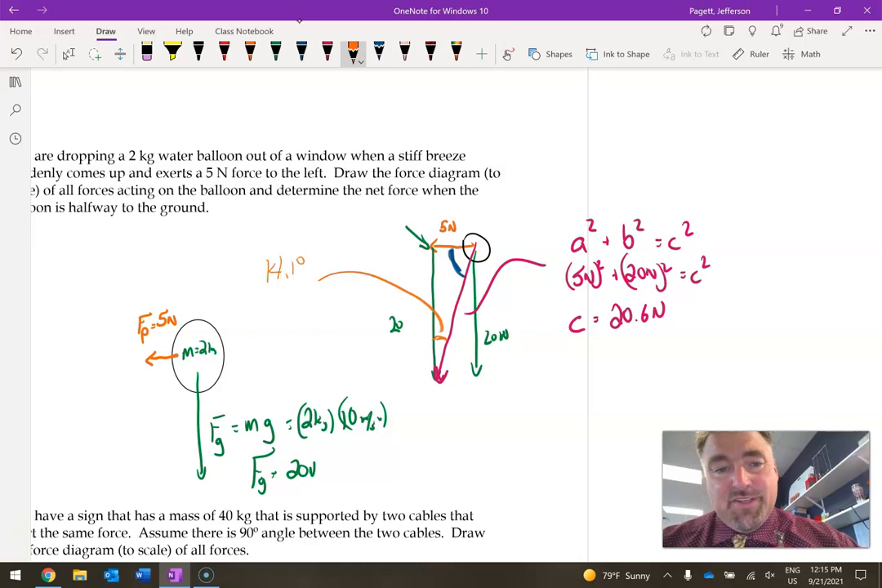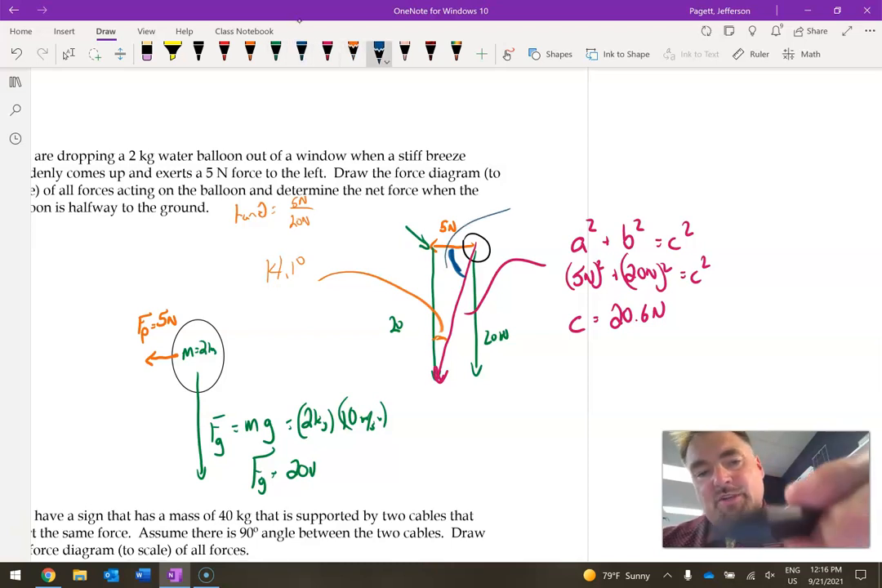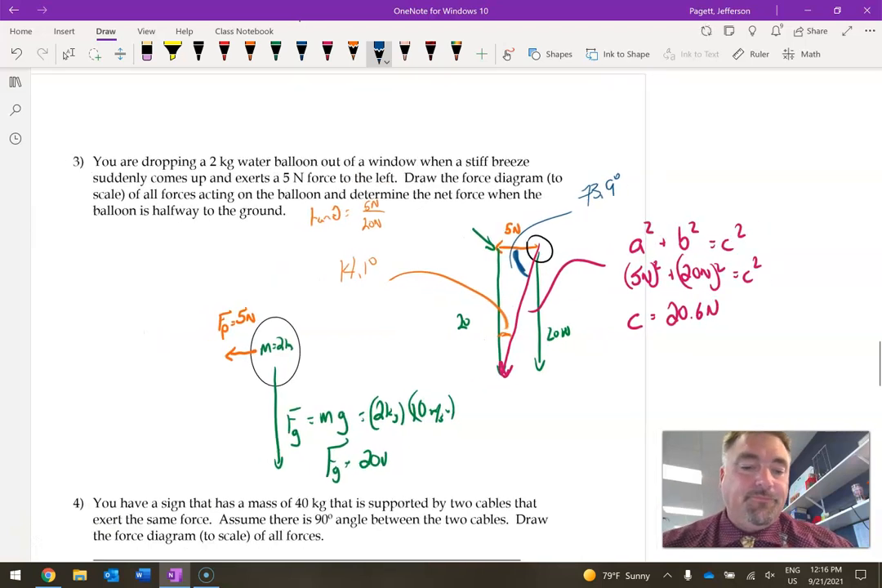And I got that by using tangent. So tangent of my angle is equal to opposite, so 5 newtons, divided by my adjacent, which was 20 newtons. Find that angle. Or if you found this one up here, I'll put this right here, this would end up being 73.9 degrees. Okay, and people are saying, well, wait, which one do I have to do? It doesn't matter. As long as you have it and it's labeled, I'm going to give you credit for it.